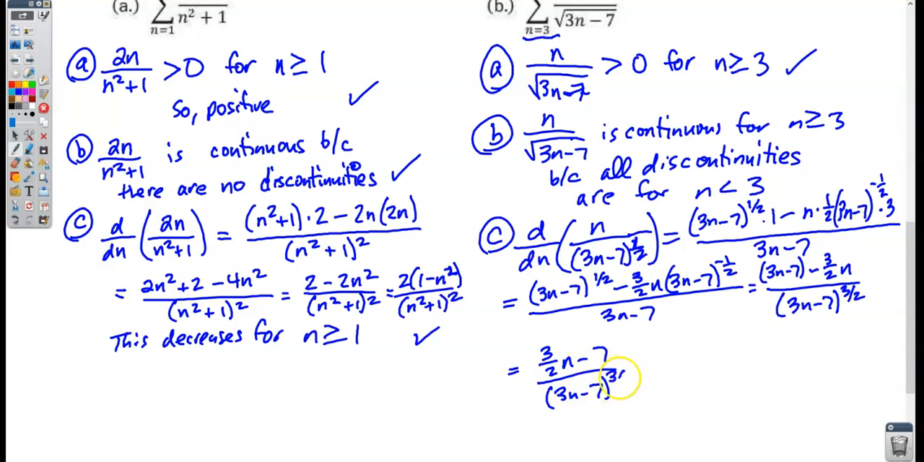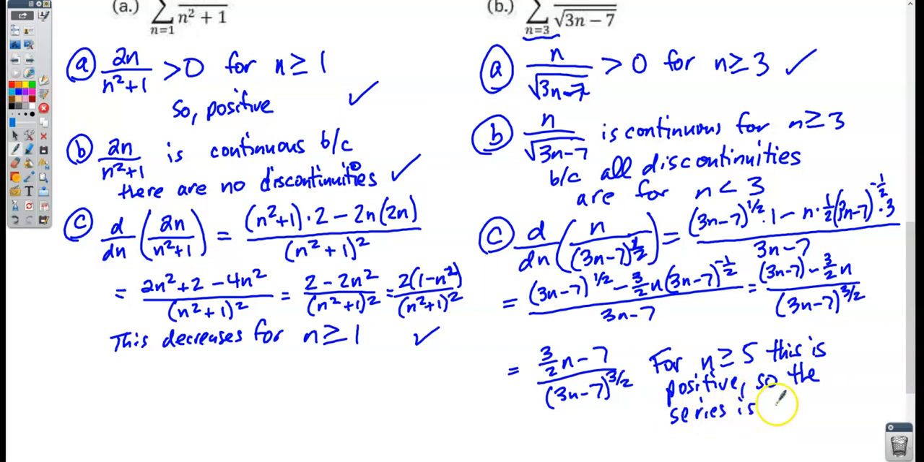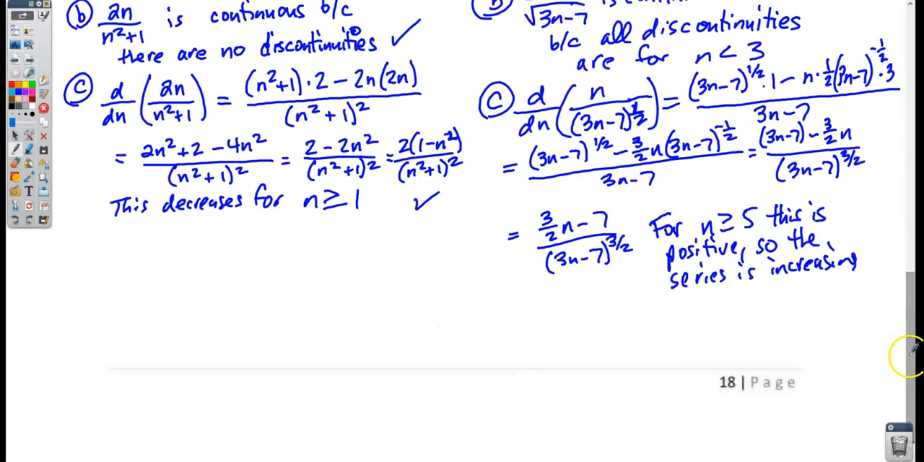And you'll find that while this is negative for 3, and it looks like it's negative for 4, but once n gets to be 5, this numerator is going to be positive, and the denominator is positive. And so what we've got here is for n greater than or equal to 5, this is positive. So the series is increasing. Therefore, the integral test does not apply.